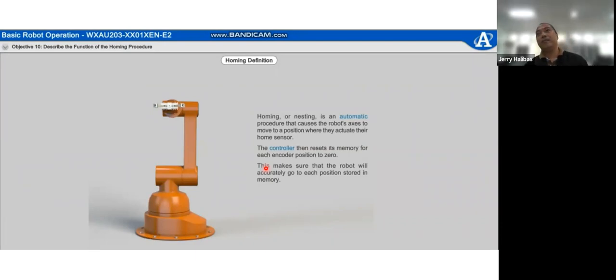Then you click Home, and it is automatic. So there is a meaning to home. Homing or nesting is an automatic procedure that causes the robot's axes to move to a position where they actuate their home sensor. The controller then resets its memory for each encoder position to 0. This makes sure that the robot will accurately go to each position stored in the memory.